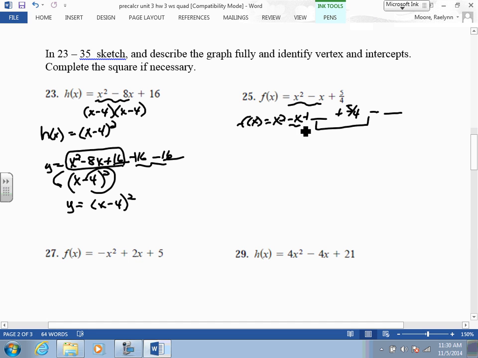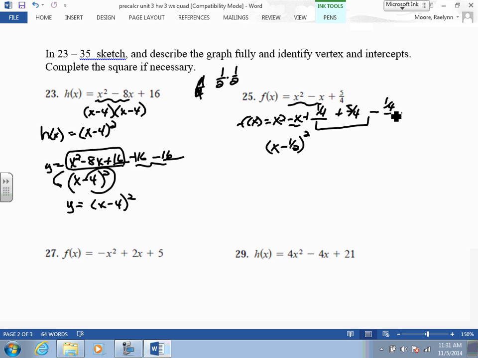This is what we were doing when we were completing the square. We take half of your b term, negative half, square. And what's 1/2 squared? Keep the fractions. 1/2 times 1/2 is what? 1/4. So if I add 1/4, I subtract 1/4. These denominators are the same, so it's 5 minus 1, 4, which is 1.